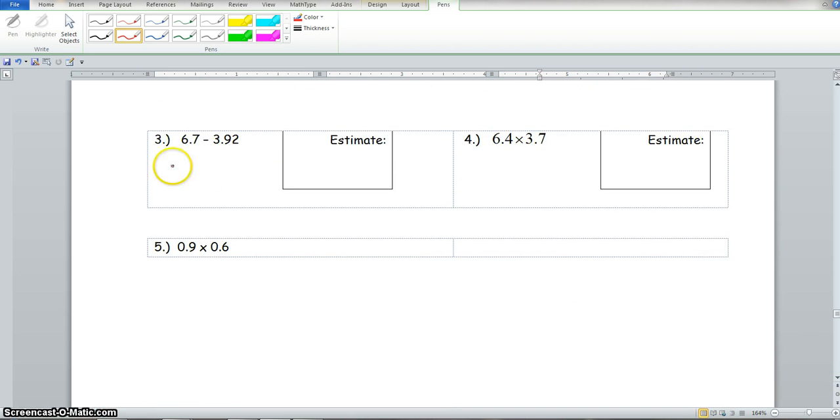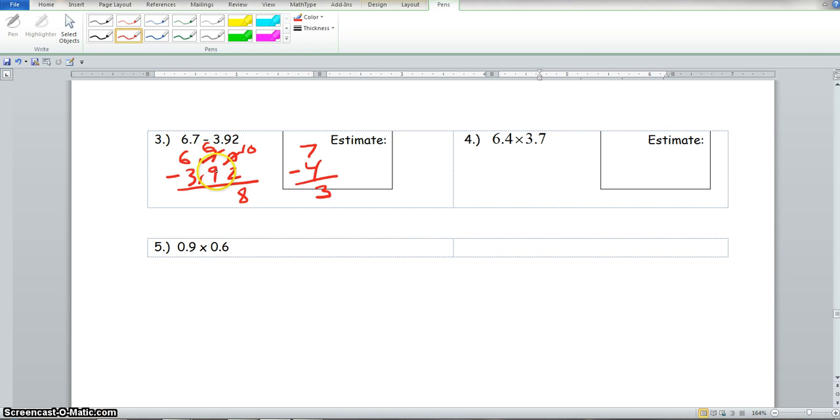Now we go here to number 3. We estimate. Let's estimate this to the nearest whole number. This would be 7 minus 4, which is 3. Now we can set this up. We have 6.7 minus 3.92. You have to add a 0 here. Now we have to borrow 1 from this 7 to make it 6, and this 0 will become 10. 10 minus 2 is 8.